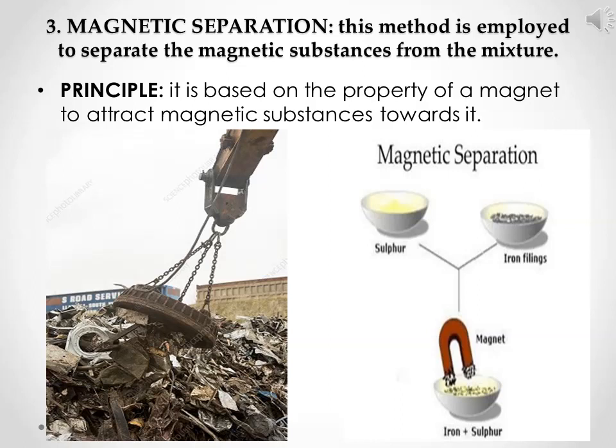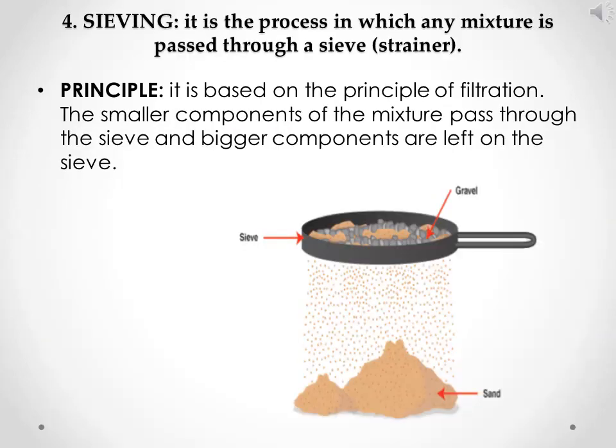The method used is that a magnet is passed over the mixture containing iron. Iron is a magnetic substance. So all the iron particles get clinged to the magnet and impurities are left behind, as we can see in the first and the second picture. The fourth technique is called sieving.